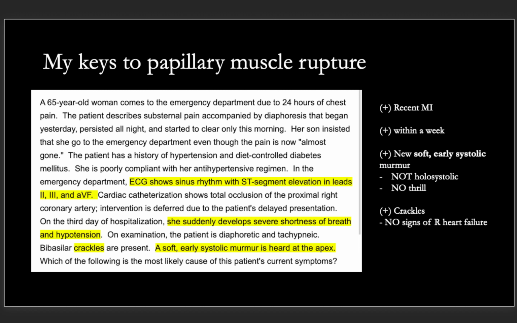So I highlighted the keys to identifying a PMR, and essentially it's that they have some sort of infarct, develop pulmonary edema, and develop that soft early systolic murmur. The key here is that there's no thrill to the murmur, and the murmur is not holosystolic. And while she does have crackles, she has no signs of right-sided heart failure, such as edema in the legs or JVD.